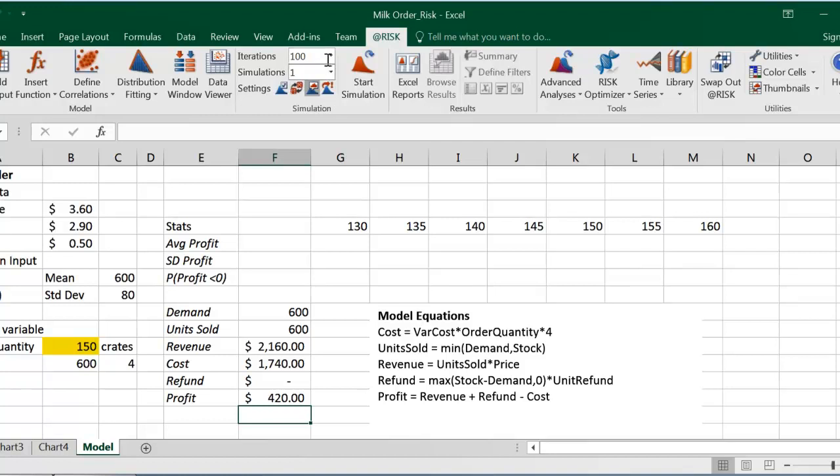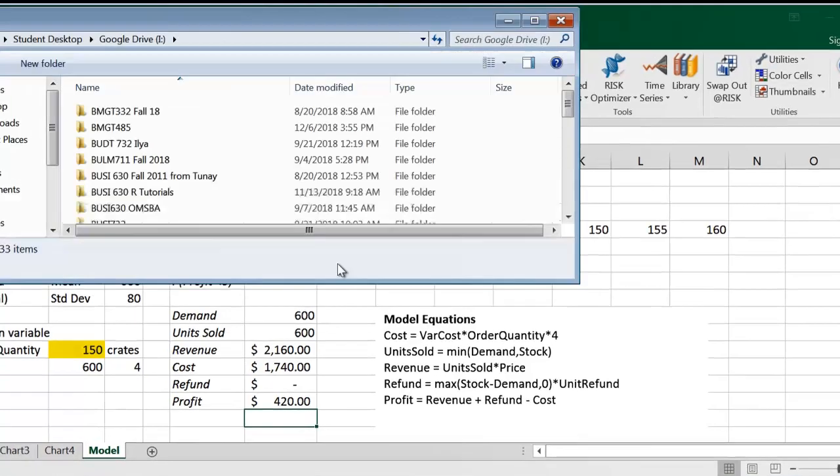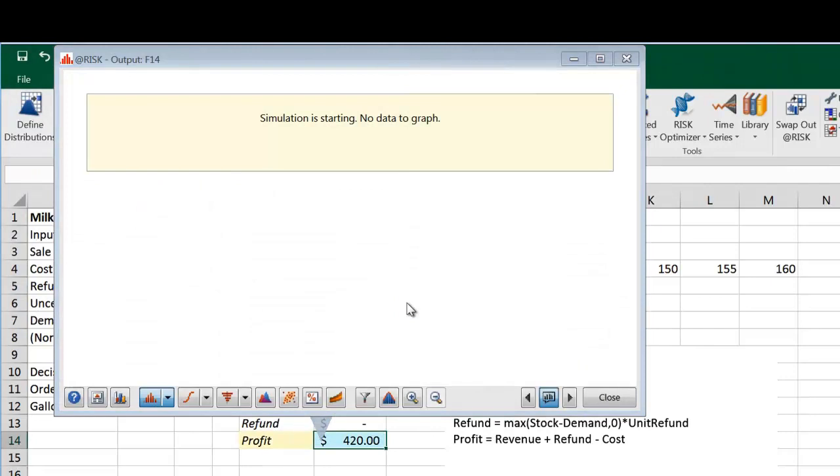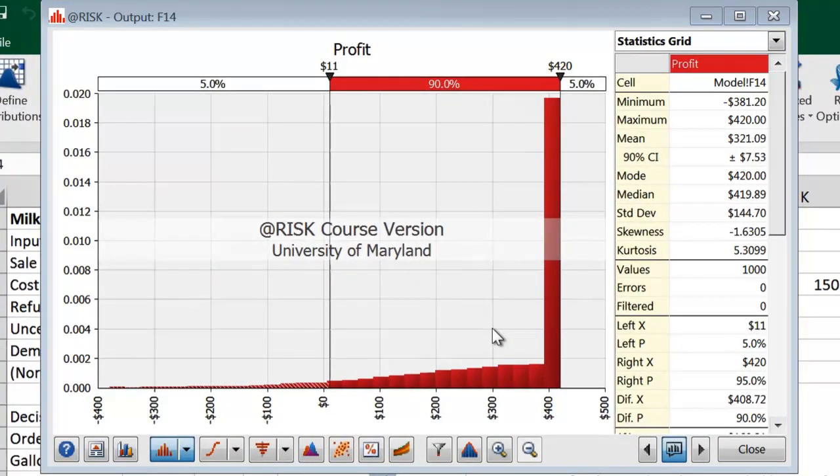What I can do now is run the simulation. So here I can tell @Risk how many iterations I want. I'm going to put 1,000. I'll do just one simulation and then I'll say start simulation. It's working, and here it shows me the distribution of profit. So right there I have the distribution of profit.